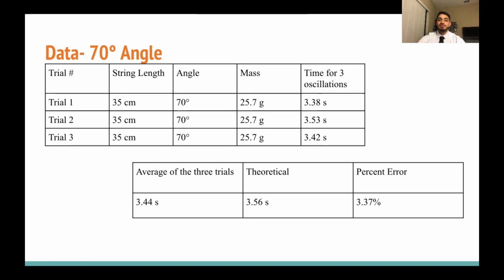Now, here's our third and final data table where we used an angle of 70 degrees to measure the time that it took to reach 3 oscillations. Once again, the remaining variables stayed the same, the string length and the mass of the sphere, as we are only looking to see how the angle affects the period and the oscillation within the pendulum. This time around with the 70-degree angle, we found an average for the 3 oscillations to be 3.44 seconds, and our percent error was calculated at 3.37%.